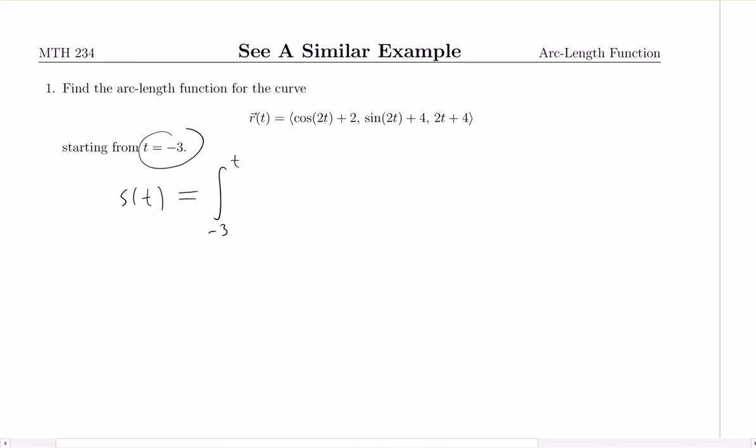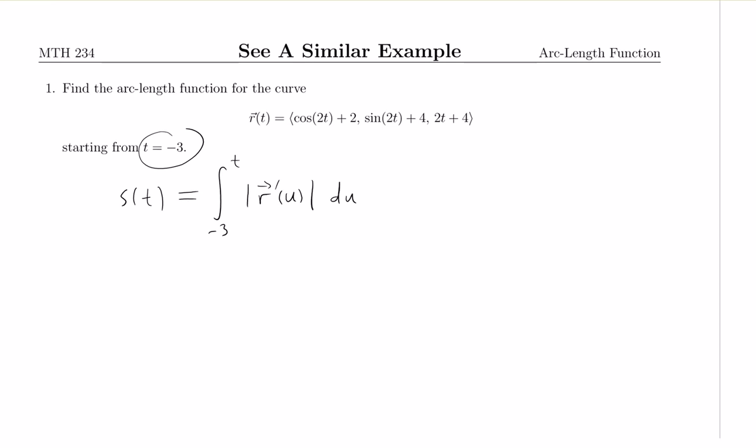input to the function. And what you integrate is the speed of the curve, that is, the norm of the velocity vector, or the derivative vector of the curve. And since I'm already using t as the bound on the integral, I don't want to use t here as the variable inside the integral, so I'll use some different letter like u. So again, the arc length is the integral of the speed, or the integral of the norm of the derivative.